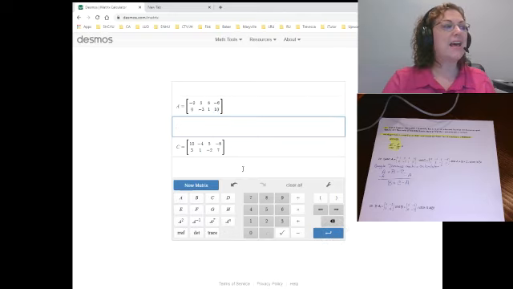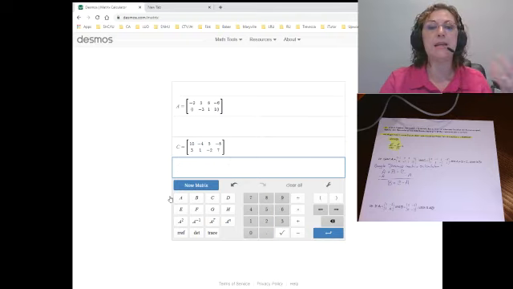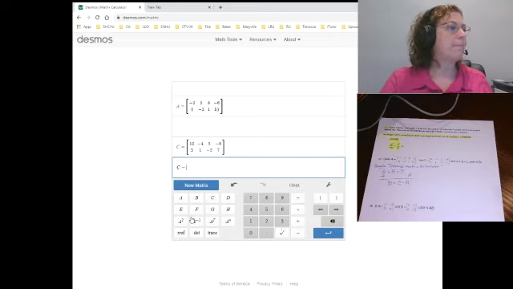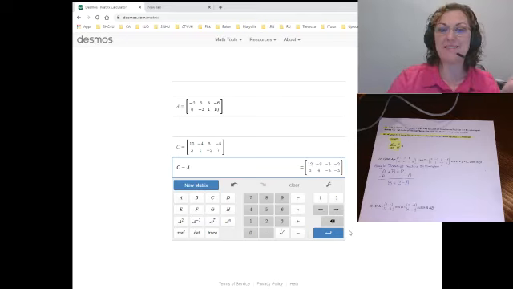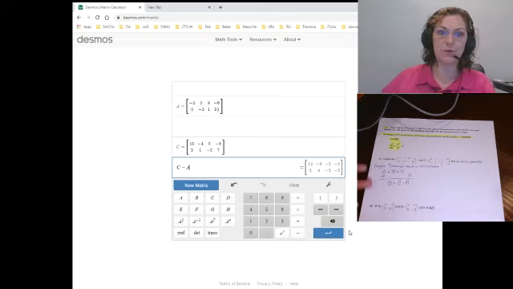Now, my last step then, I want to tell the calculator what I want, and I want C minus A. So use your letters over here, C minus A. And friends, there's your answer right there. The calculator did all of the work for you.